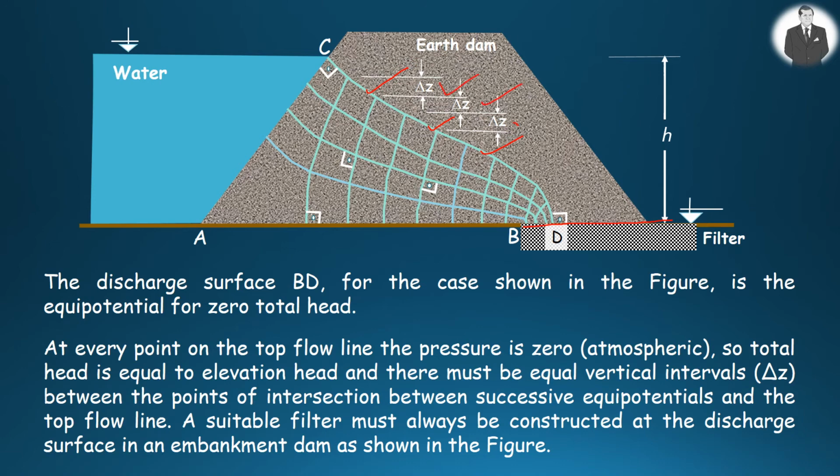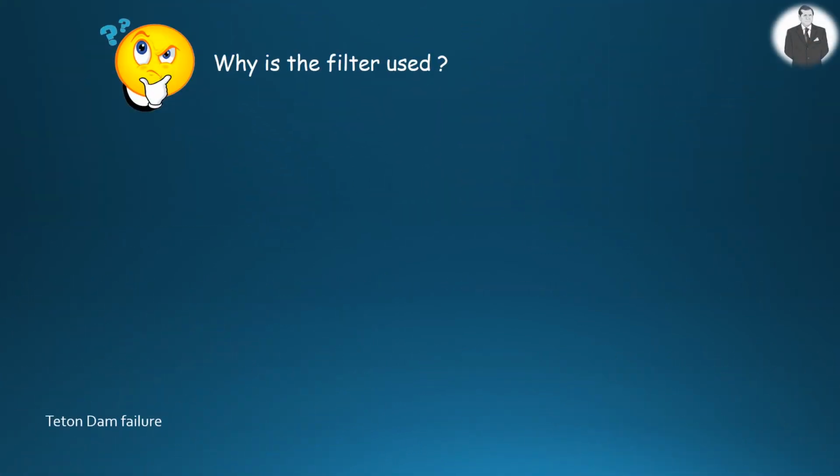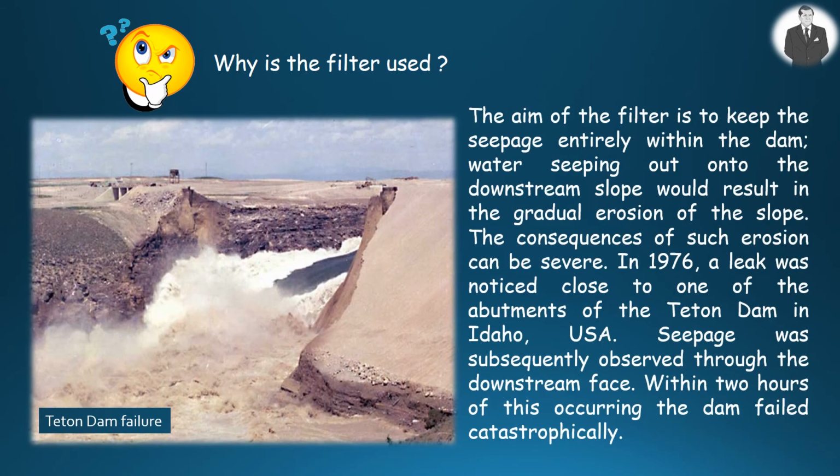It is important that a suitable filter ought to be set up at the discharge surface in an embankment dam as displayed in the figure. You may ask why the filter is needed. The goal of the filter is to hold the seepage entirely within the earth dam. Water seeping out onto the downstream slope would bring about the gradual erosion of the slope. The result of such erosion can be very serious.